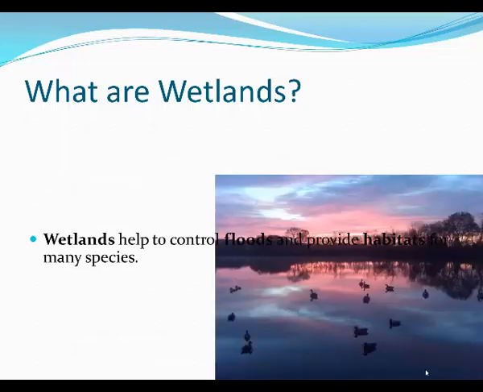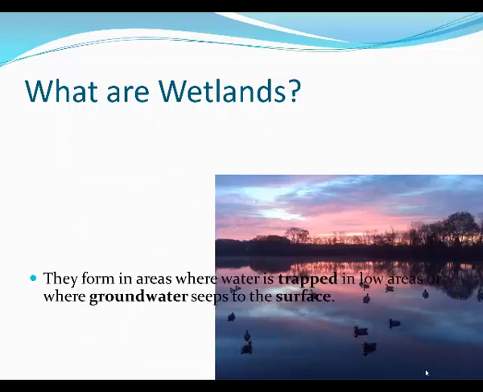Wetlands help to control floods, and they provide habitats for many species. They give a place for water to run off to, so it isn't causing damage to property or homes. They form in areas where water is trapped in low areas, or where groundwater seeps to the surface.